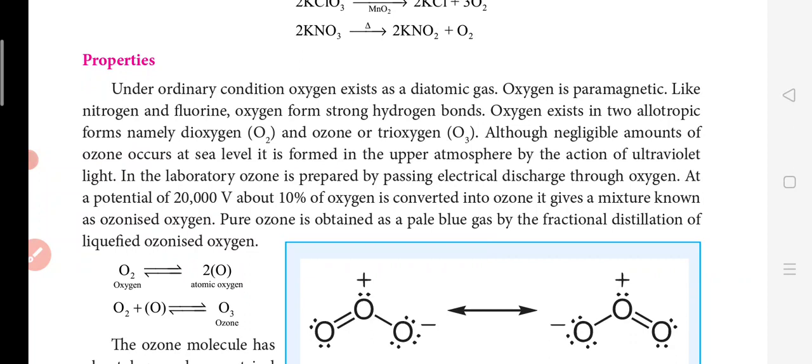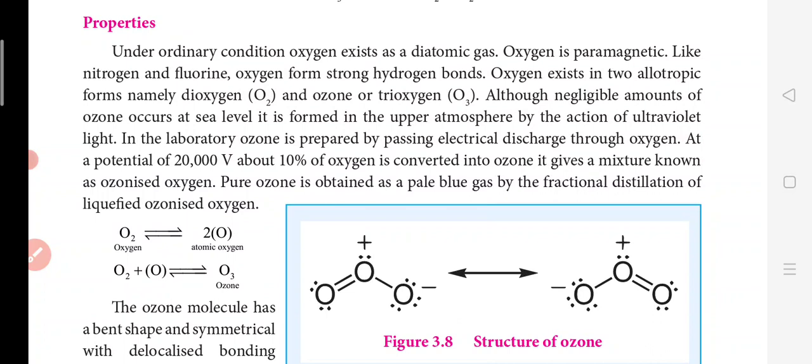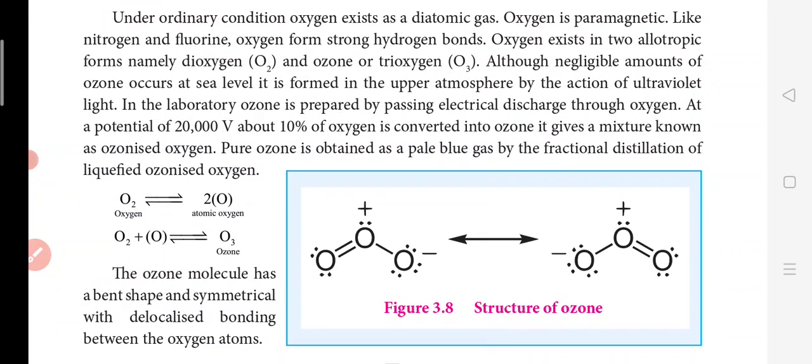Although negligible amounts of ozone occur at sea level, it is formed in the upper atmosphere by the action of ultraviolet rays. In the laboratory, ozone is prepared by passing an electrical discharge through oxygen at a potential of 20,000 volts. About 10% of the oxygen is converted into ozone. It gives a mixture known as ozonized oxygen.